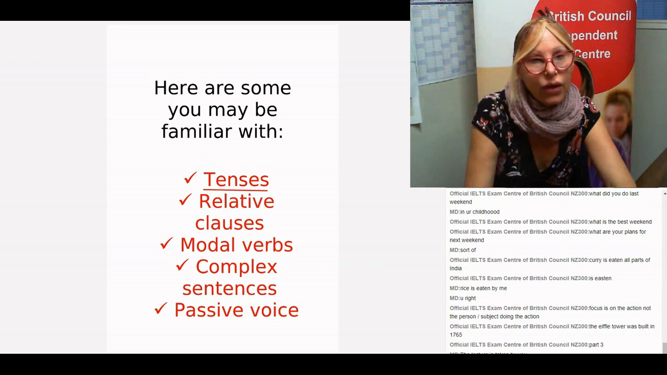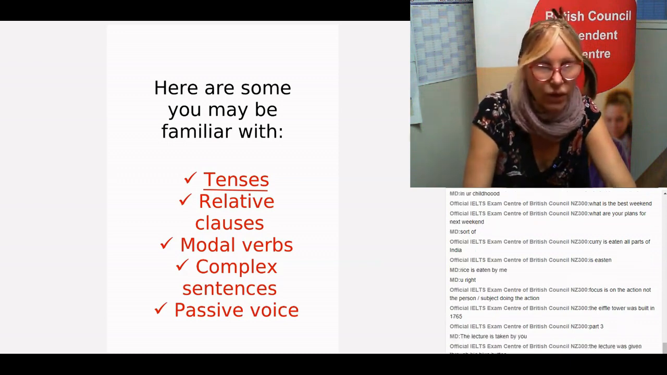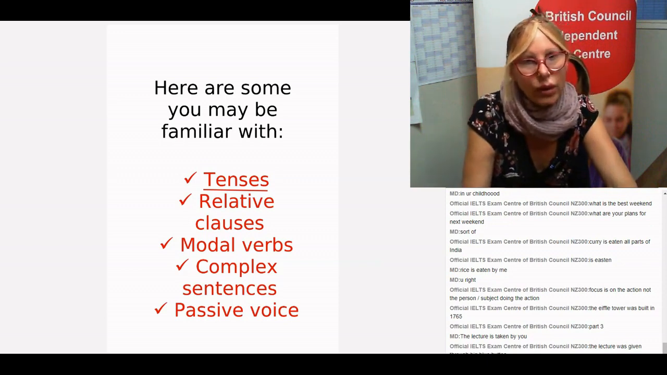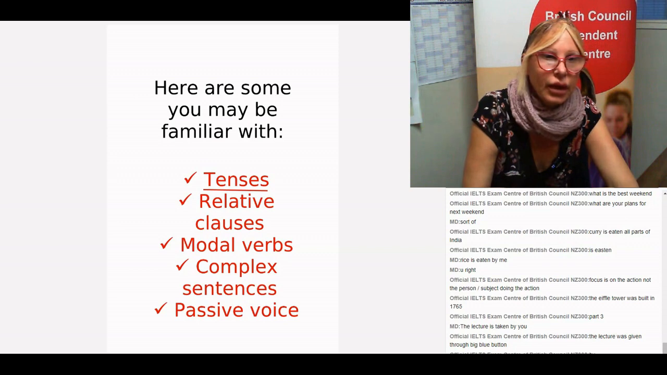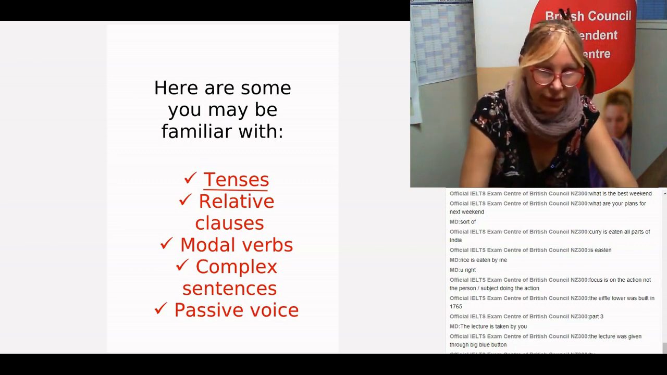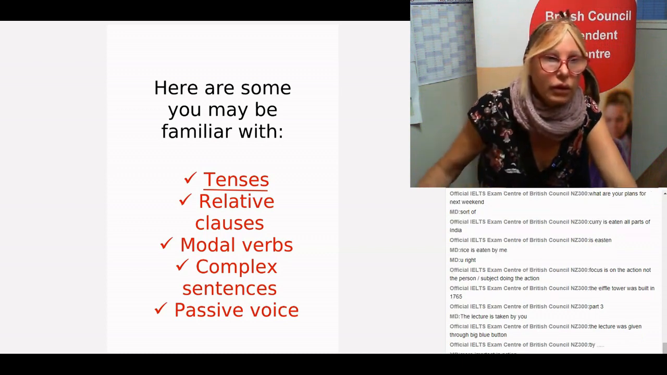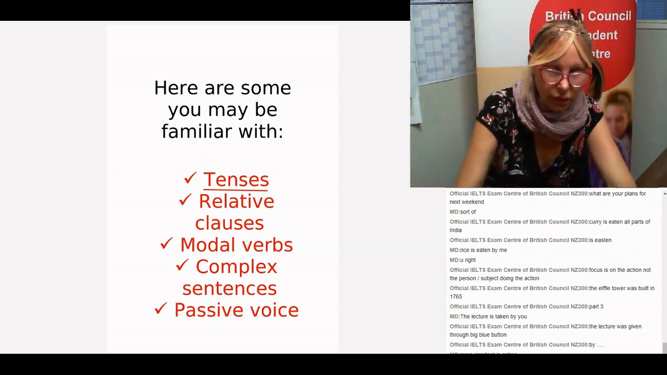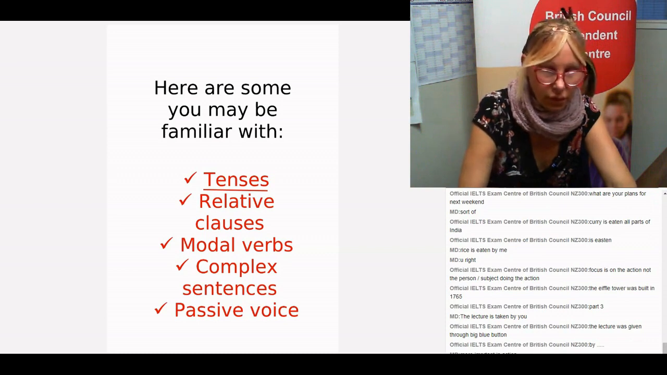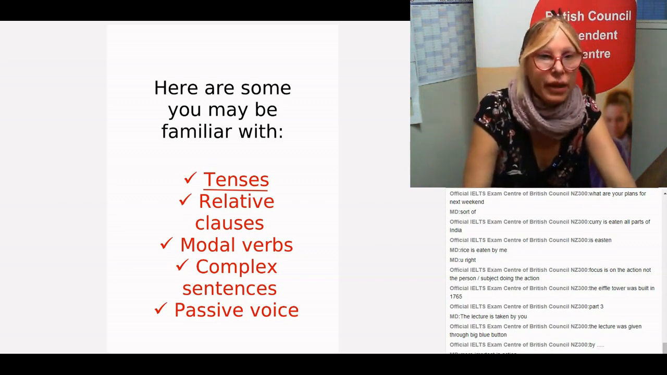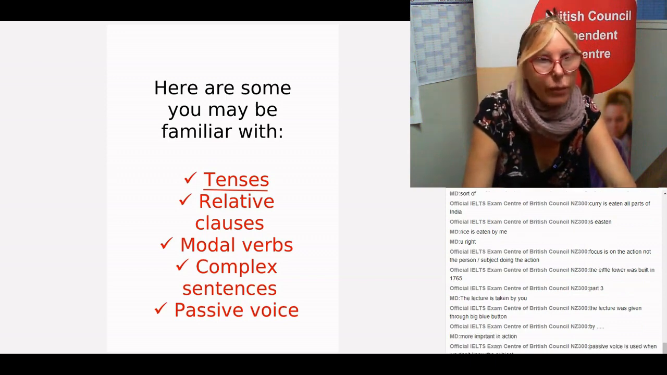Now you can see here that the focus is on the lecture rather than who did it. You can also say "by" and then the name of the person, but it's not always necessary. Okay, so remember that the passive voice is used when we don't know who did the action. So what's important is the action, not the person.